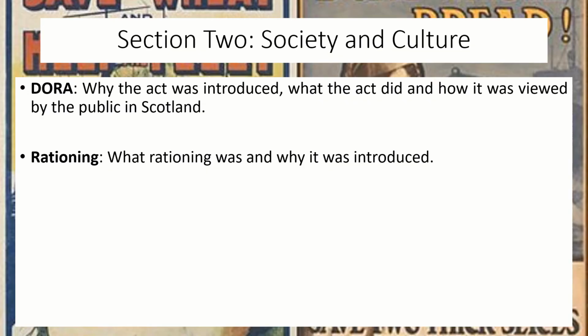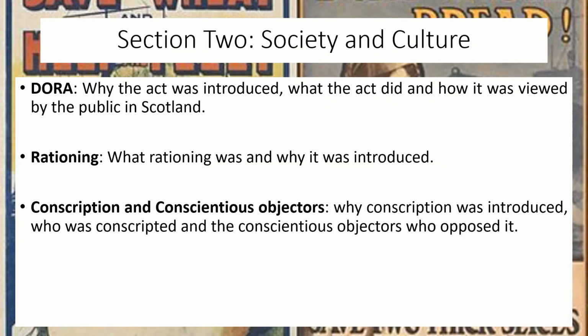We look at rationing. So we think about why rationing was introduced, obviously due to U-boats and the various campaigns and some problems with harvests and those kind of issues. And we look at the various things that were rationed and the effect it had on the Scottish population.